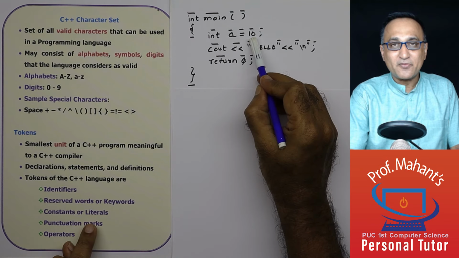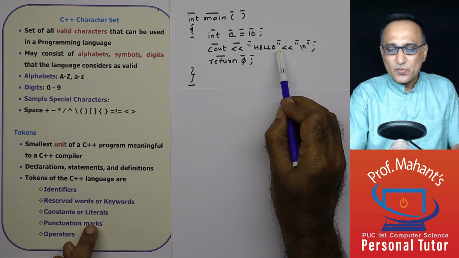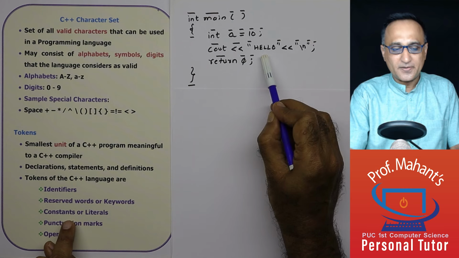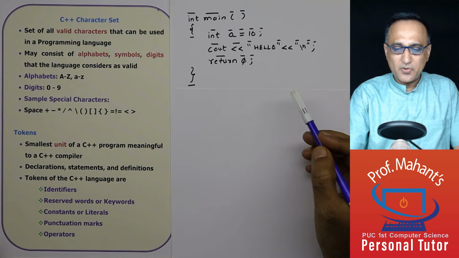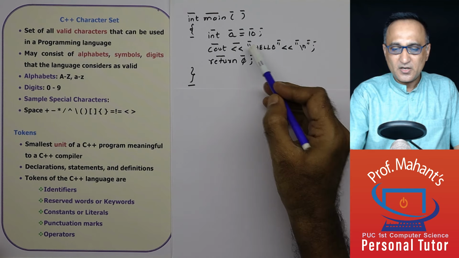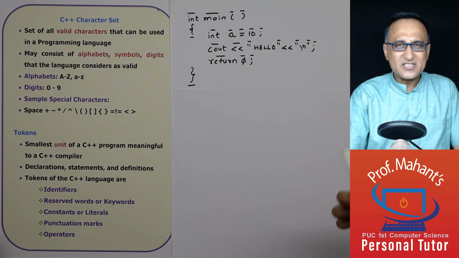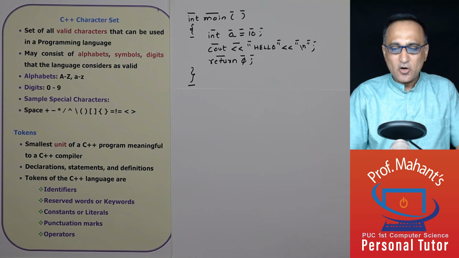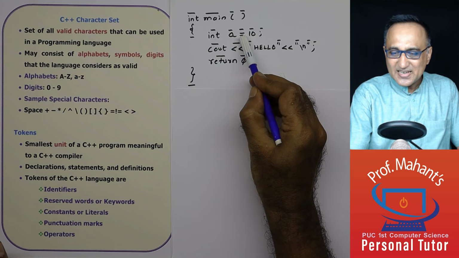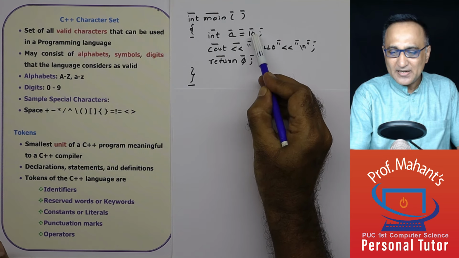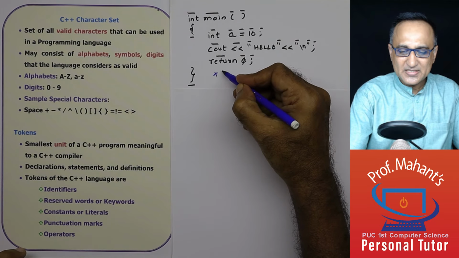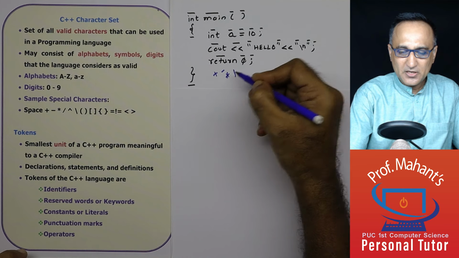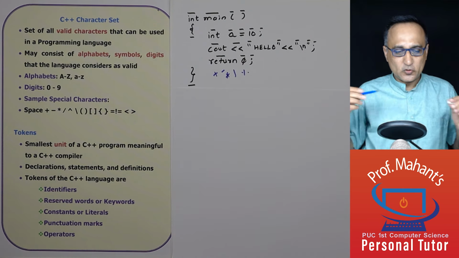Constants or literals. 10 is an example of a constant value. Anything within double quote is also a constant. All right, these are all constants. Punctuation marks. Okay, what are punctuation marks? Semicolon, quotes. All these are examples of punctuation marks. Operators. This is an assignment operator because the value of 10 is being assigned to A. Examples of other operators could be plus, minus, multiplication, division, mod, and so on.